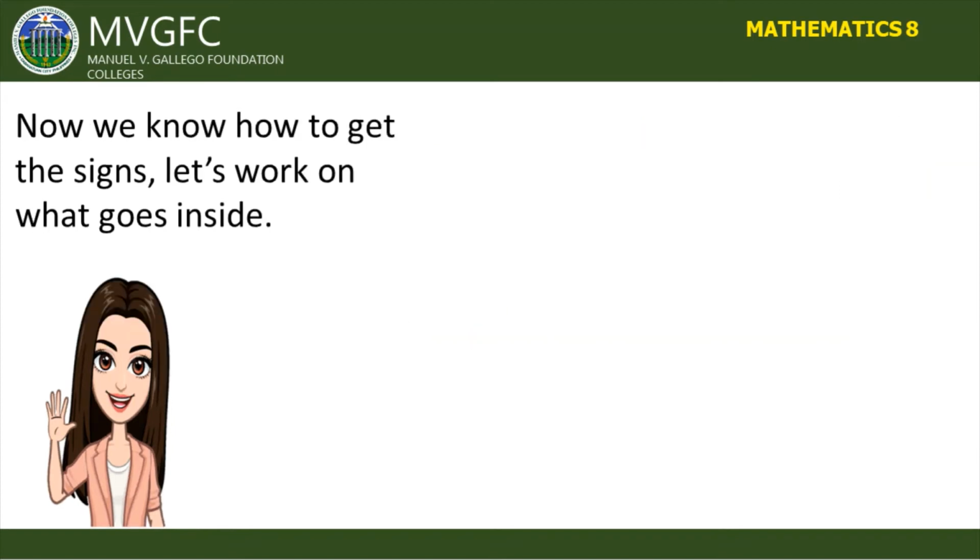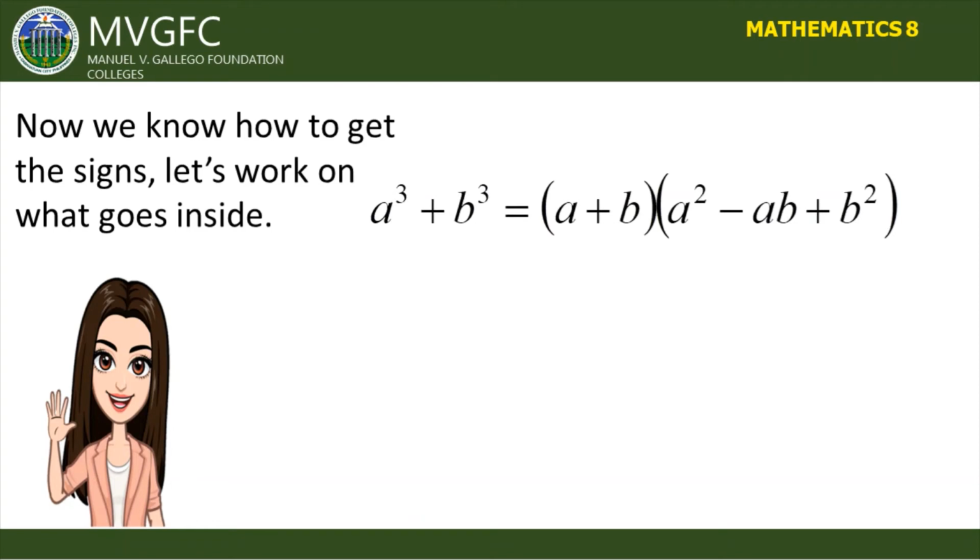So, now that we know how to get the signs, let's work on what goes inside. Okay? So, we have here a cube plus b cube is equal to a plus b multiplied by quantity a squared minus ab plus b squared. So, paano daw ba natin malalaman kung ano yung nasa loob naman, aside from the operation?